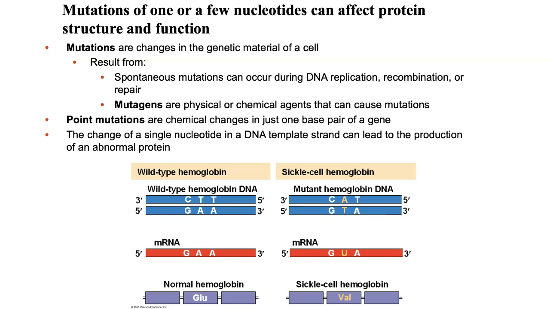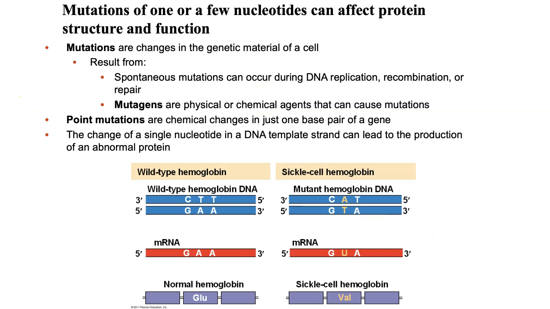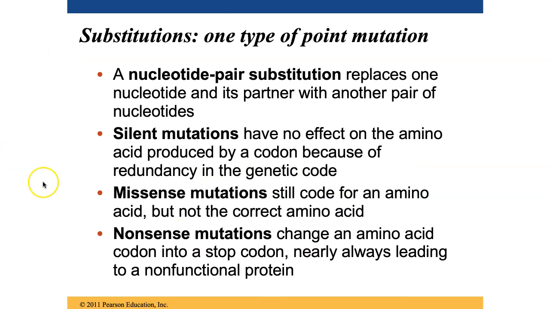What we just saw was an example of a nucleotide pair substitution. In a nucleotide pair substitution, this replaces one nucleotide and its partner with another pair of nucleotides. So that was this pair was replaced by this pair. So that's a nucleotide pair substitution.